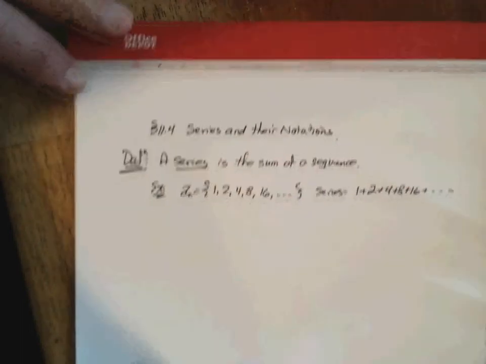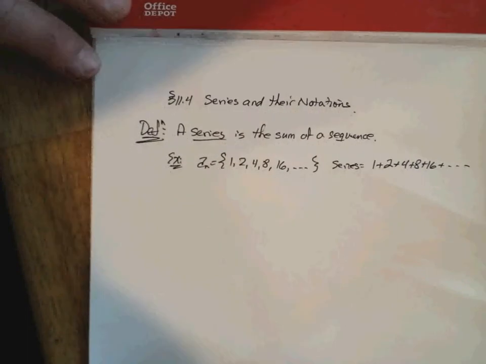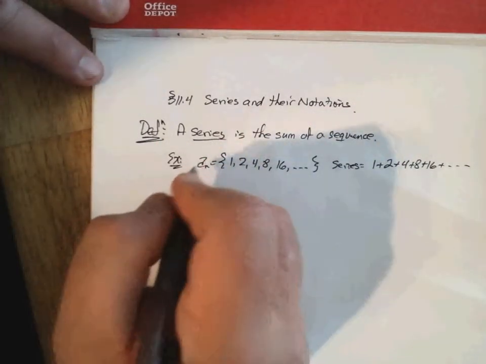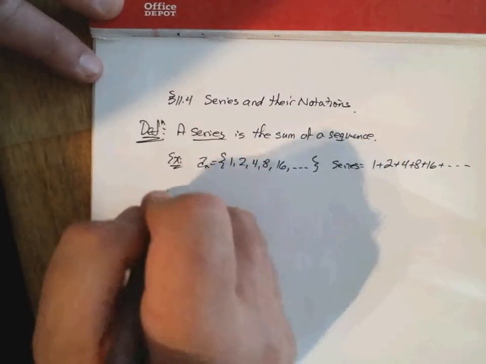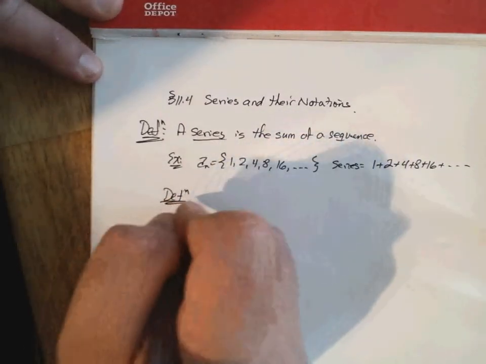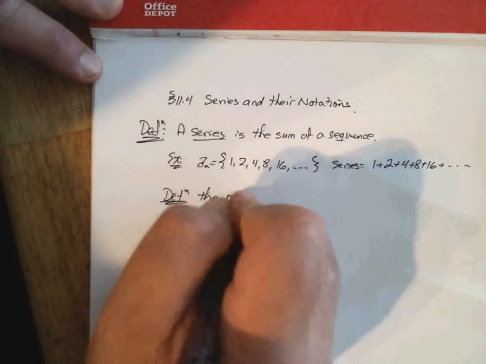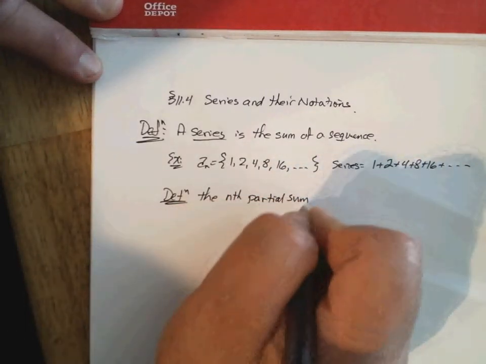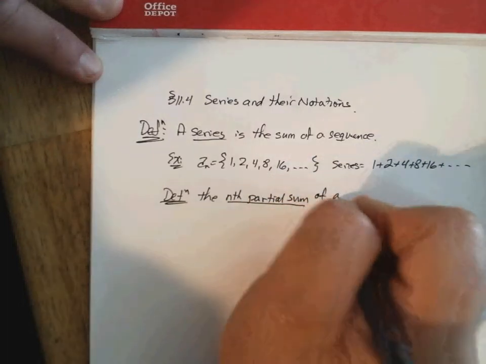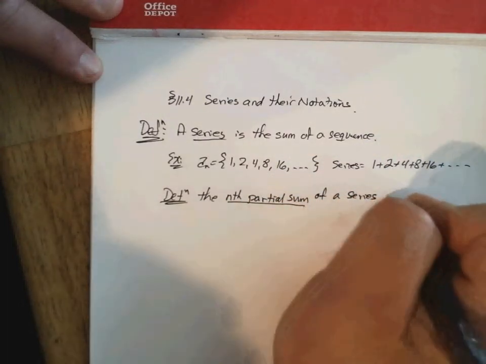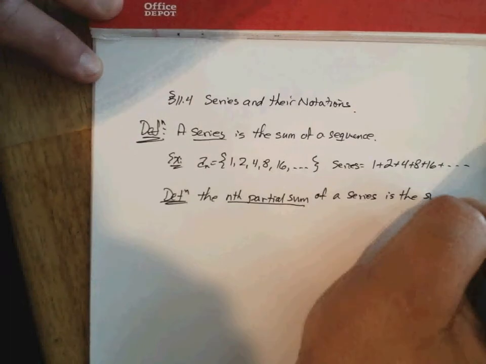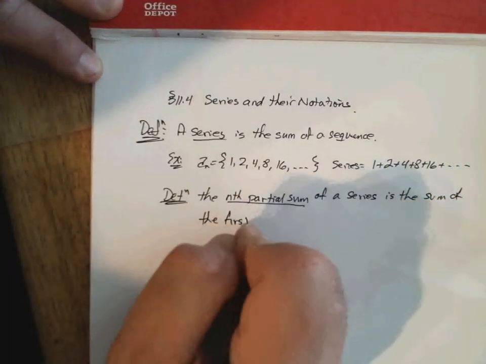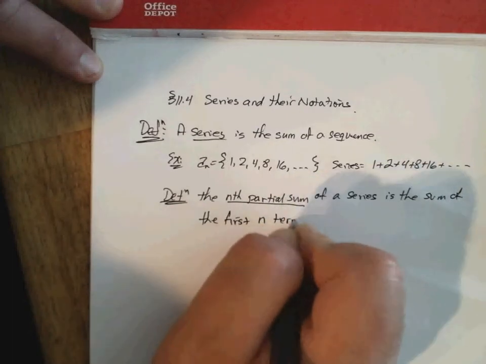Okay? Now, in the investigation of these series and their behavior, we talk about these things called the nth partial sums. So, definition. The nth partial sum of a series is the sum of the first n terms of the series.